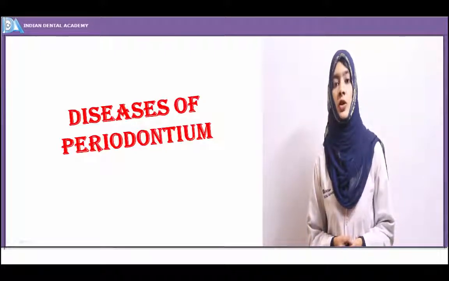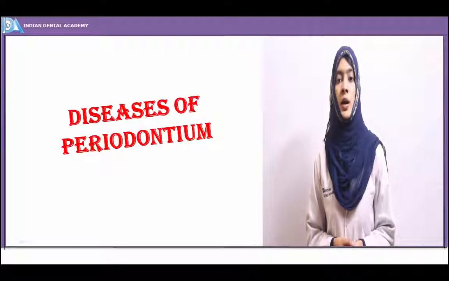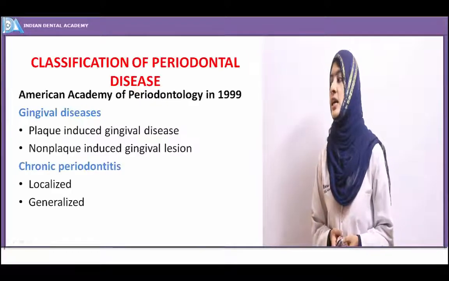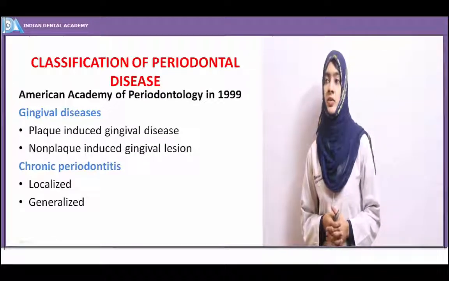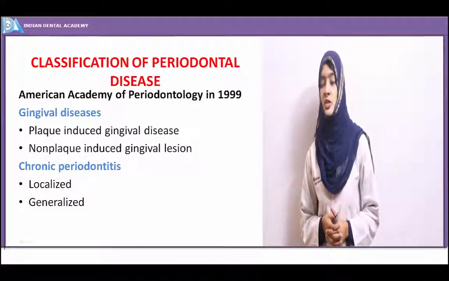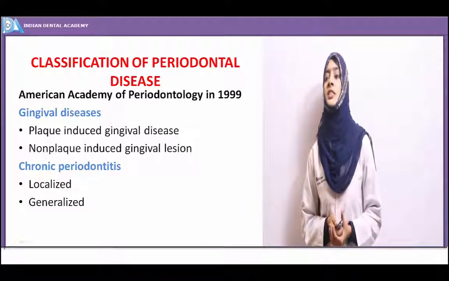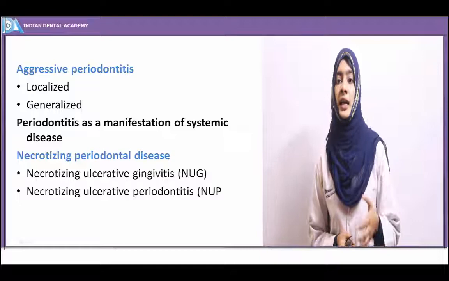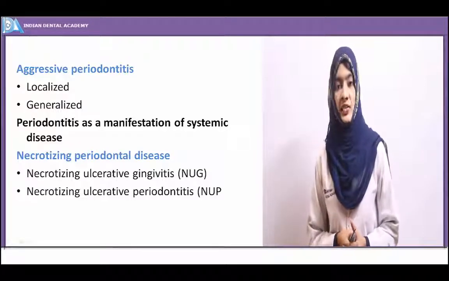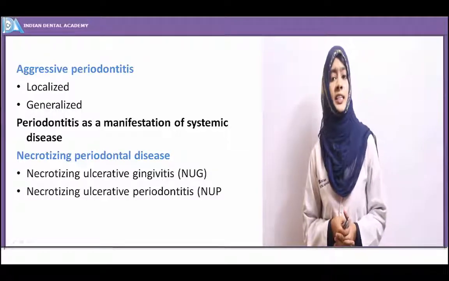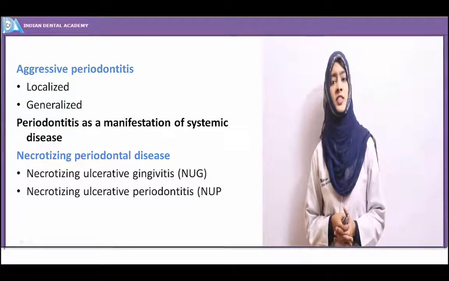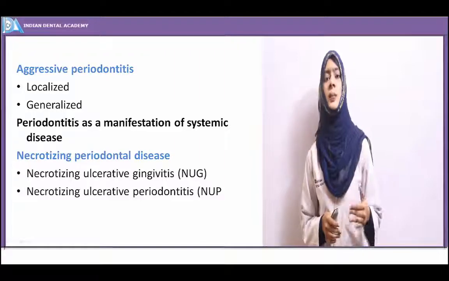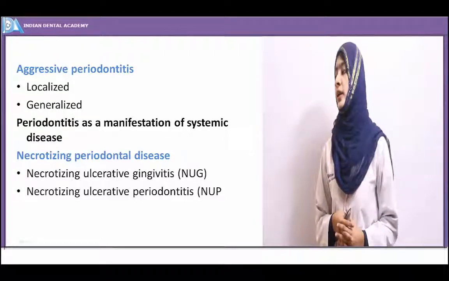The diseases of periodontium are classified according to the American Academy of Periodontology 1999 as gingival diseases, which may be plaque induced or non-plaque induced diseases, chronic periodontitis, the localized variety or the generalized variety, aggressive periodontitis, again the localized variety or the generalized variety, or periodontitis as a manifestation of a systemic disease. So an individual is affected with some systemic disease and clinically he is showing a periodontitis.